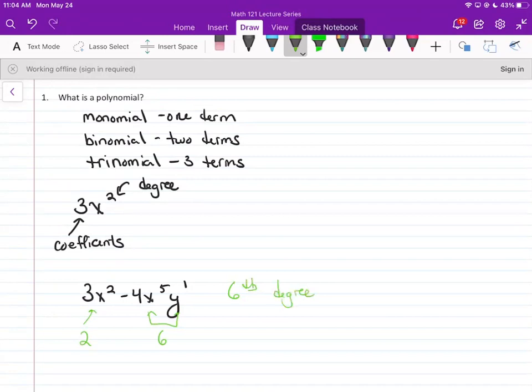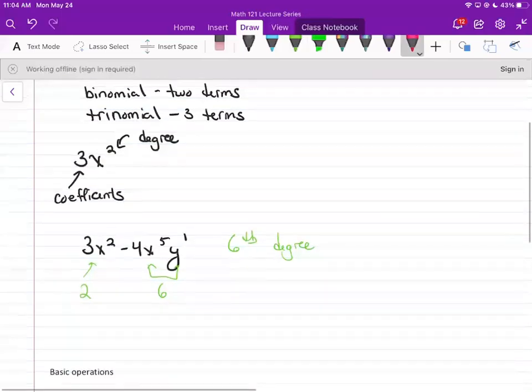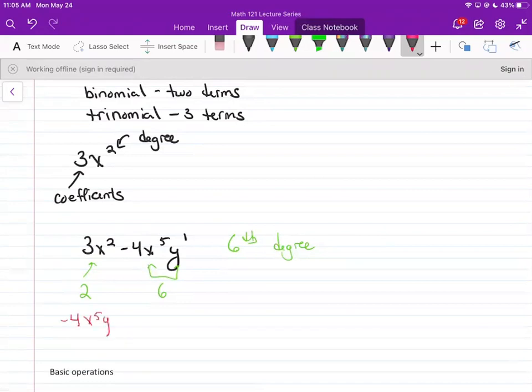It's typical to write a polynomial in what we call descending order. So this polynomial would be rewritten as negative 4x to the fifth y plus 3x squared, and we would consider our leading coefficient to be negative 4. It's important to be able to recognize things that are not polynomials.